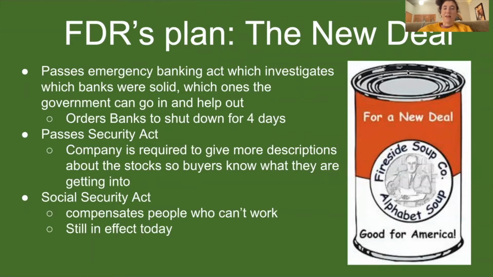And then the last thing FDR creates with the New Deal is the Social Security Act. This is basically a check that goes to people who can't work because of many different reasons, disabilities, or you get injured and you're out of work for a while. Okay, it's not a lot of money, but it's like a small check that's compensating these people who can't work. And it's still in effect today.